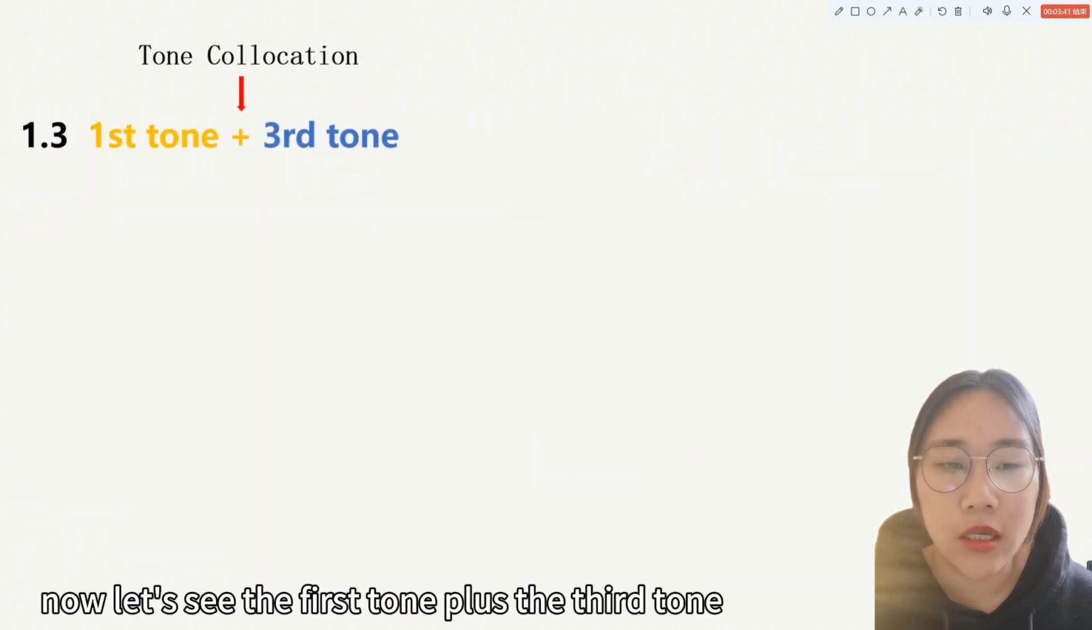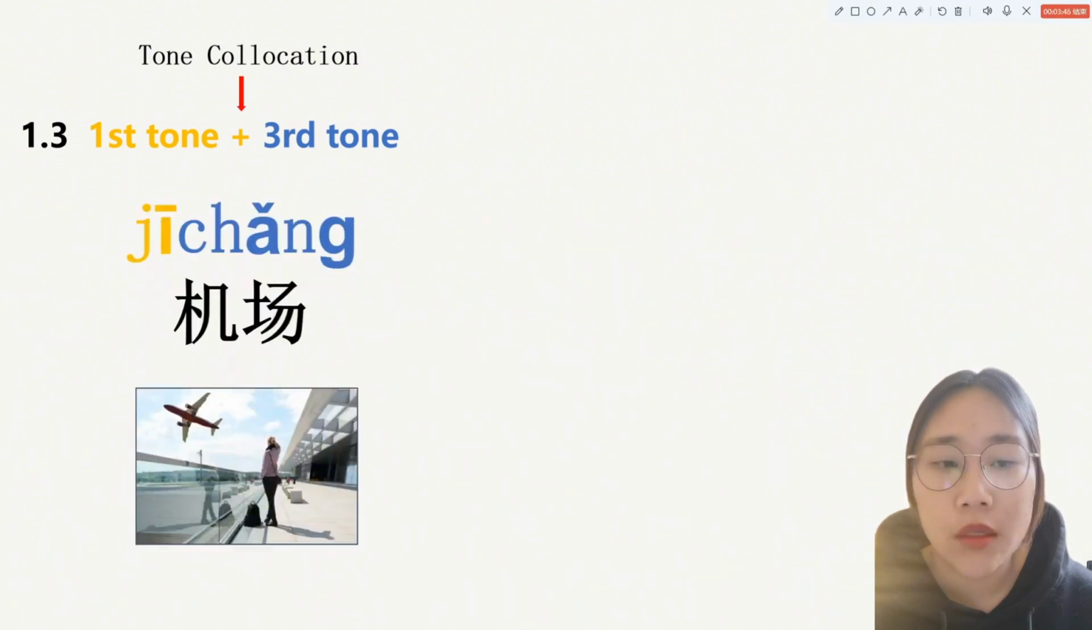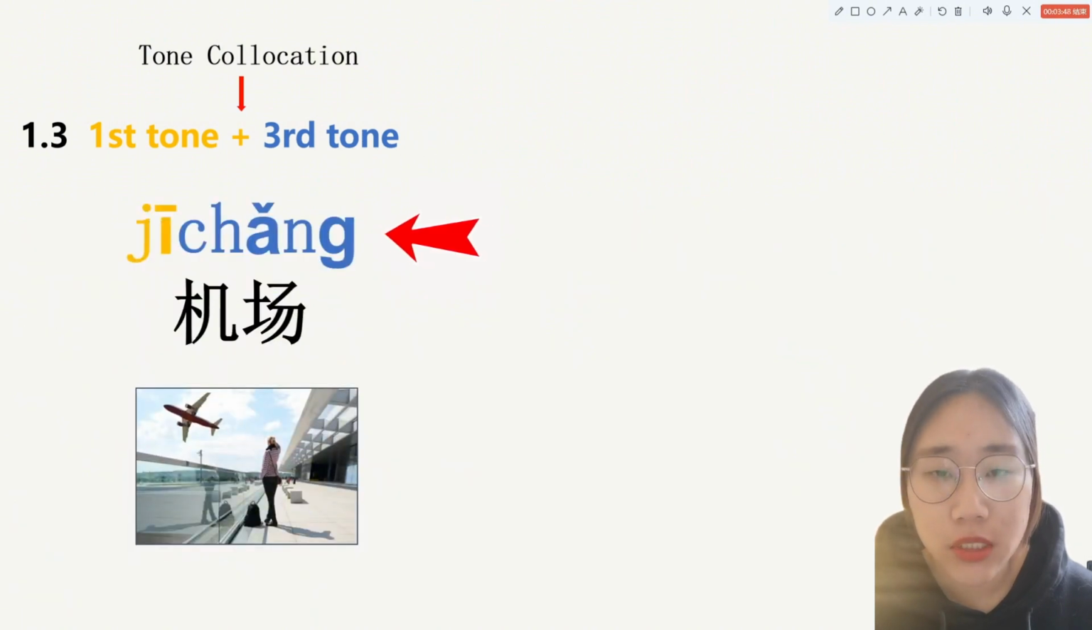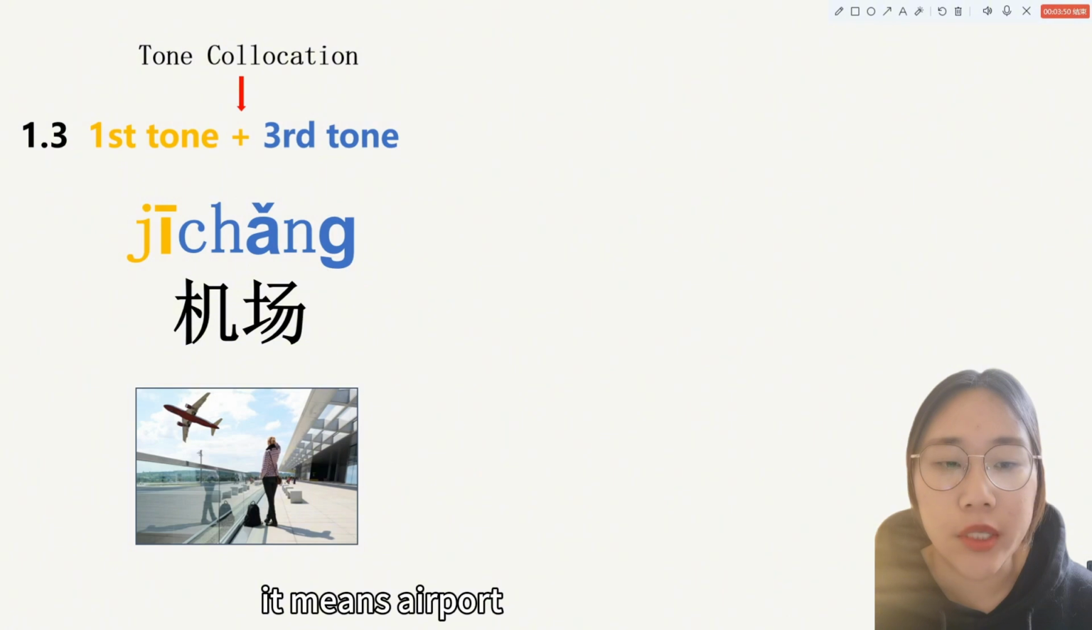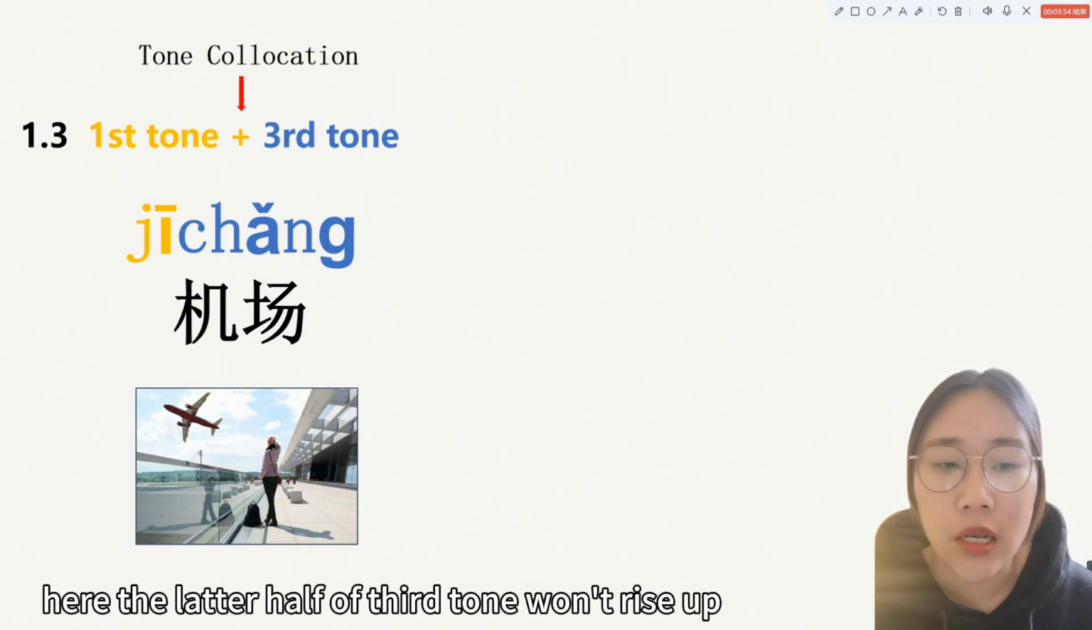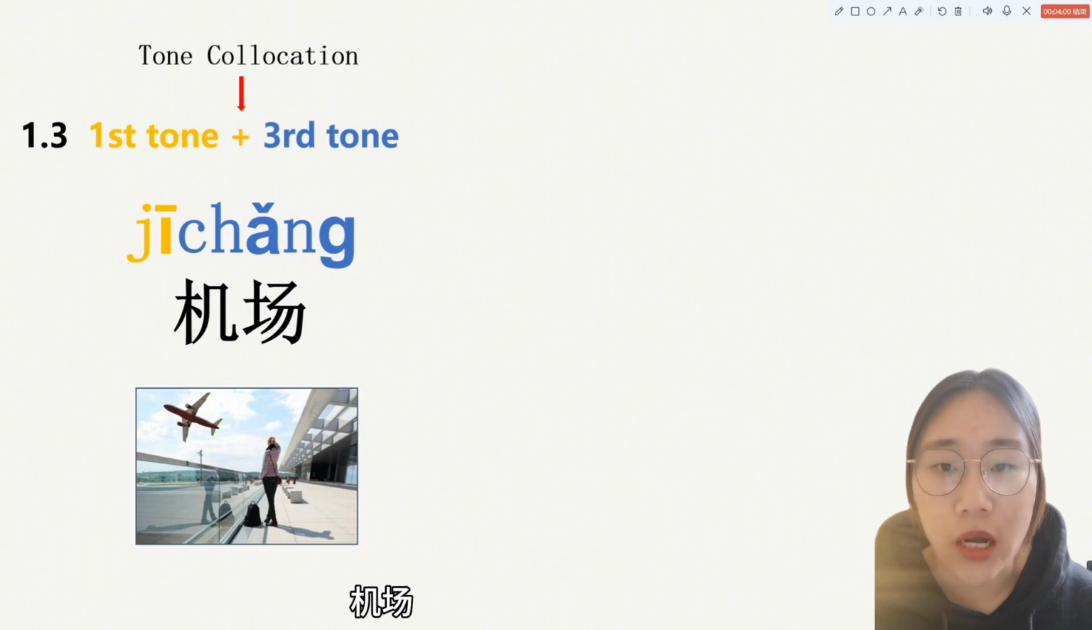Now, let's say the first tone plus the third tone. 机场, 机场, it means airport. Here, the latter half of third tone won't rise up. 机场, we don't say 机场. Understand?